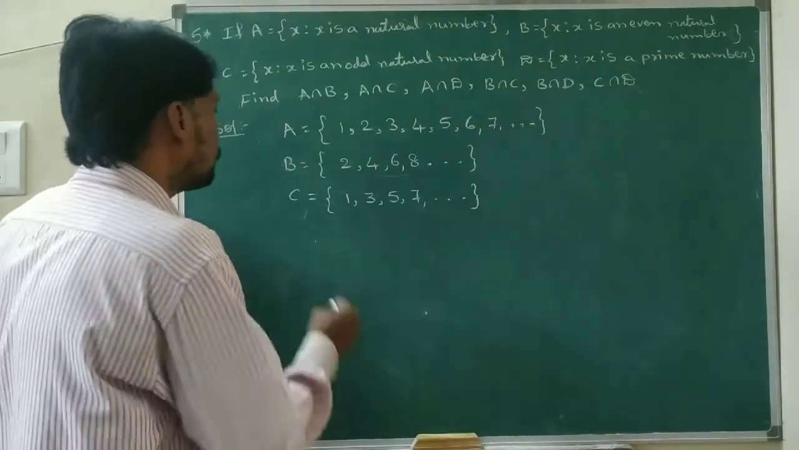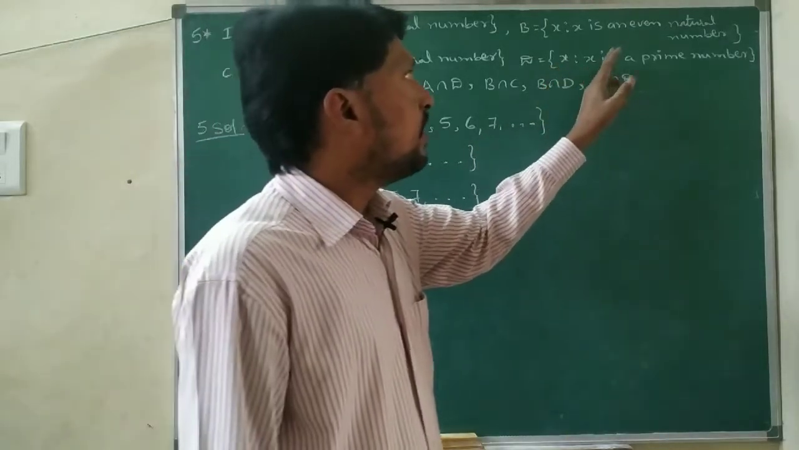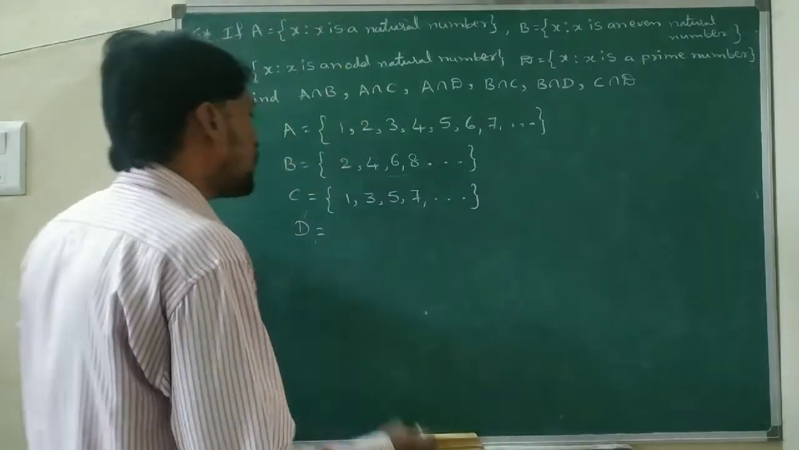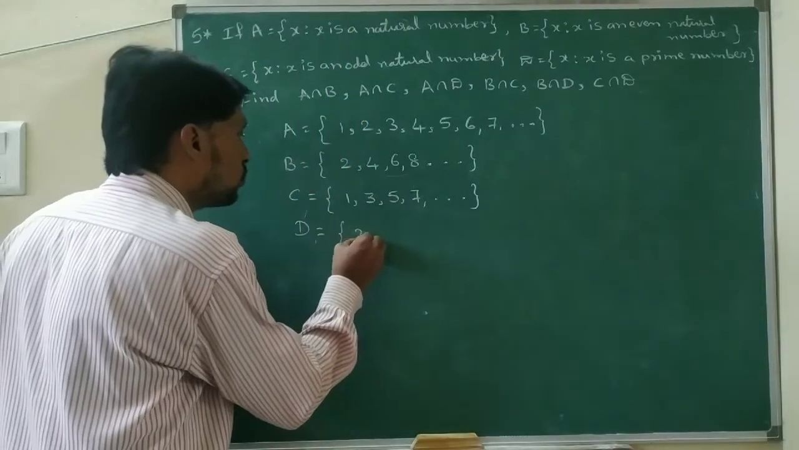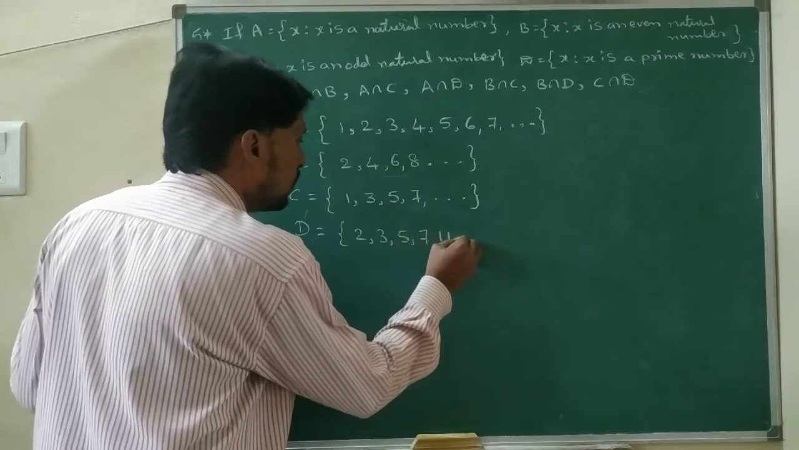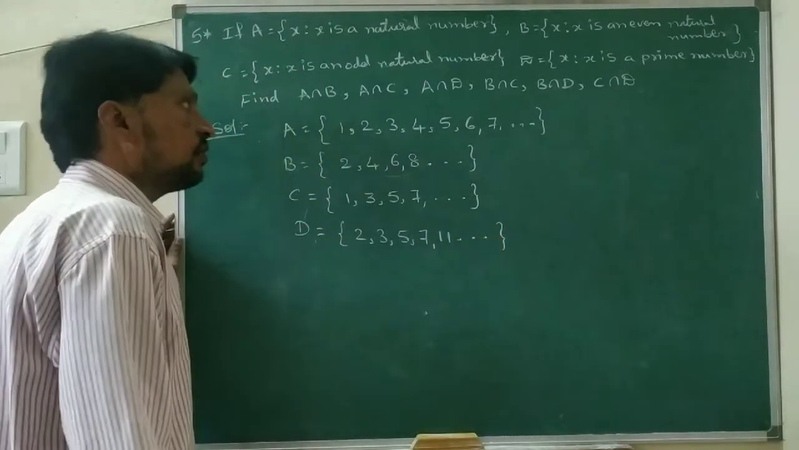Next, D equals, what is D here? X is a prime number. Prime numbers you already know. So what are the prime numbers? 2, 3, 5, 7, 11, and so on are called prime numbers.